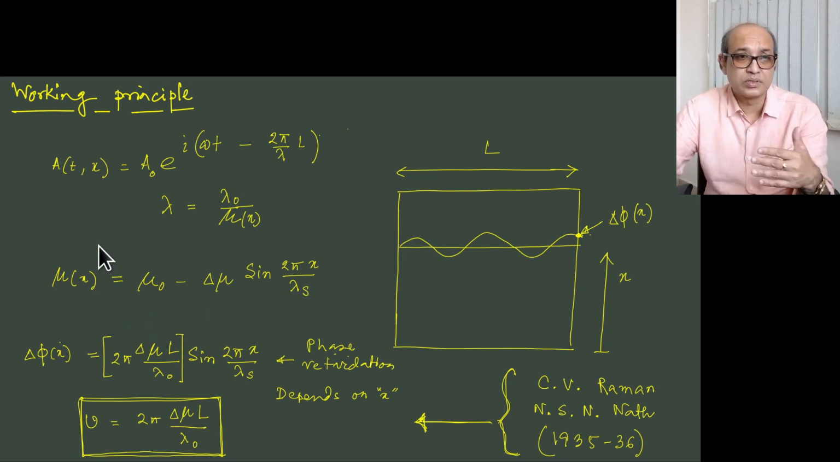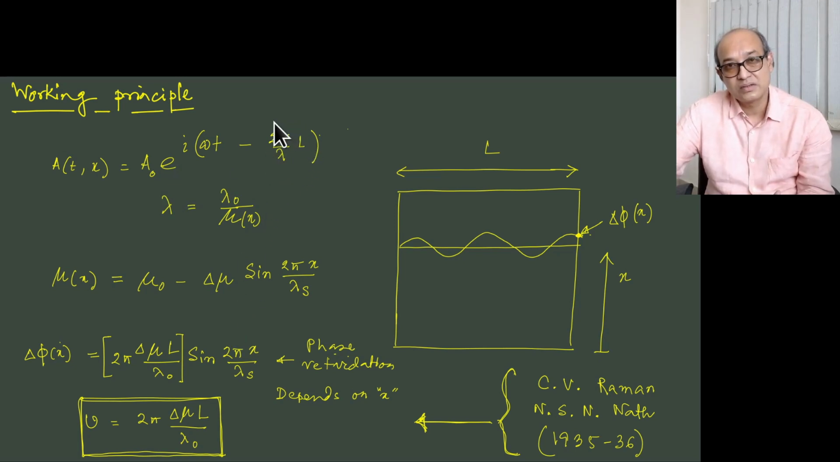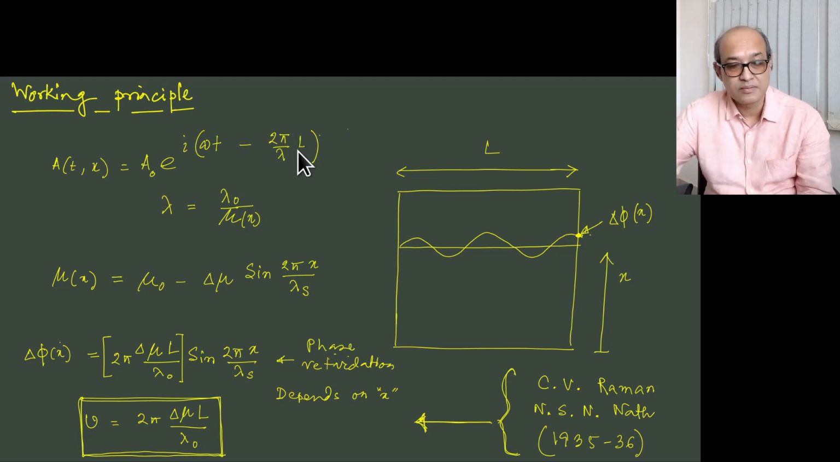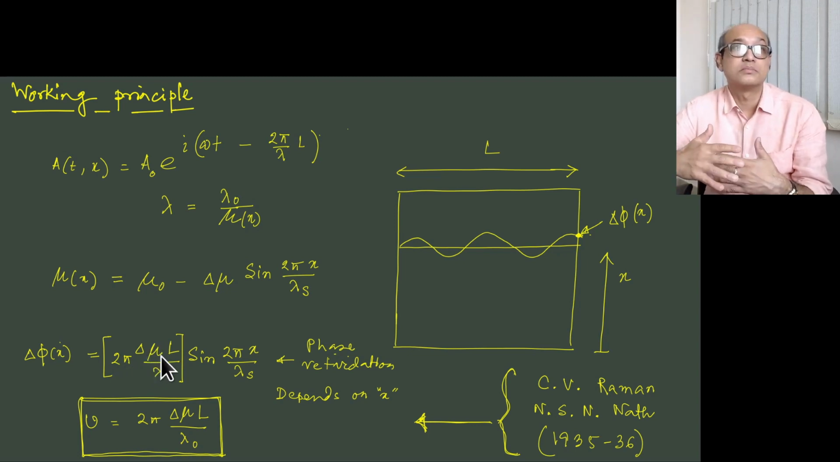So if you put this expression of mu in the lambda and put back this lambda in the expression of A, then eventually you can see this is the phase retardation, this is the phase factor which is coming from the modulation of refractive index at different places of the liquid. That has a slightly complicated formula like twice pi delta mu, delta mu being the maximum, this being the amplitude of the change in the refractive index.